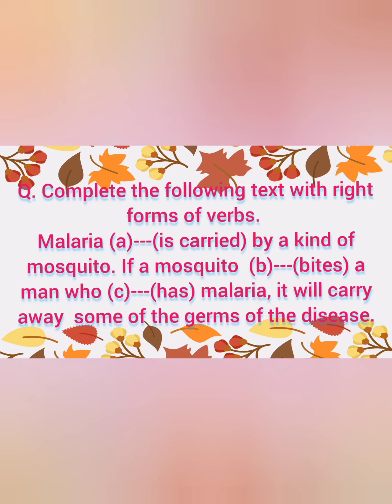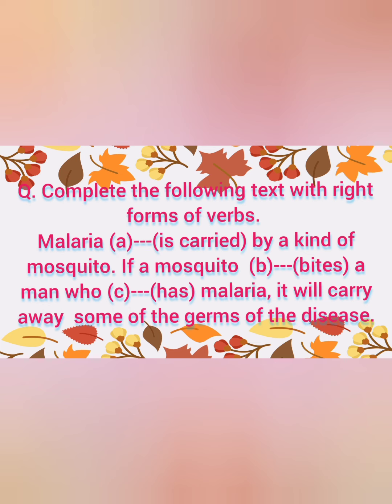Dear students, now I have selected a board question for your practice. This is from Barishal Board 2017. The question is, complete the following text with right forms of verbs. The passage is: Malaria is carried by a kind of mosquito. If a mosquito bites a man who has malaria, it will carry away some of the germs of the disease.